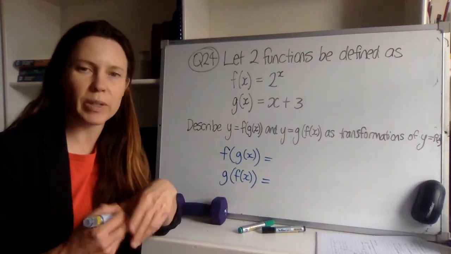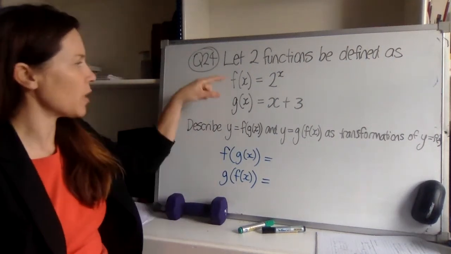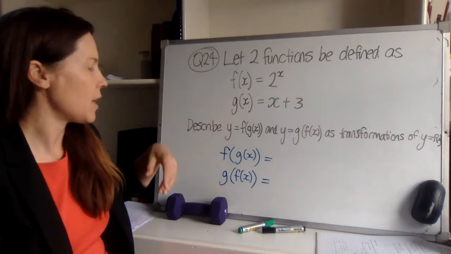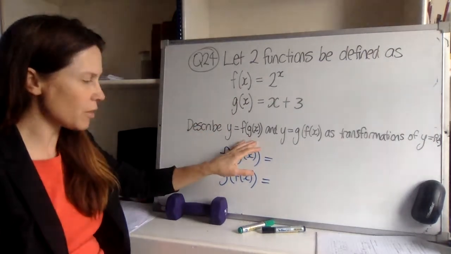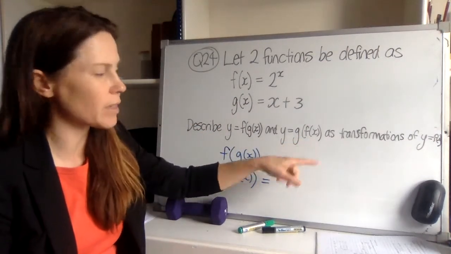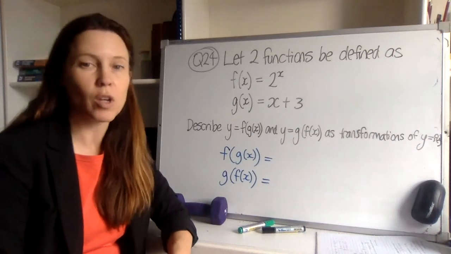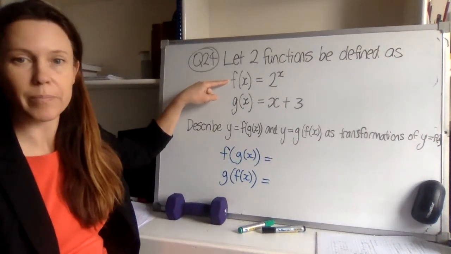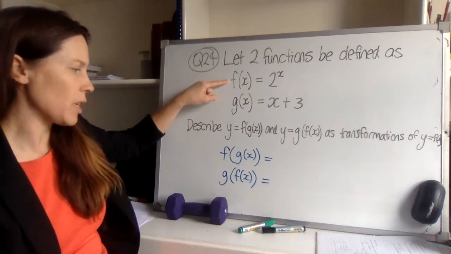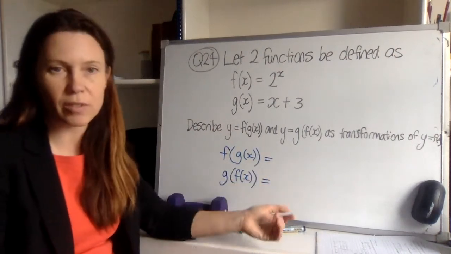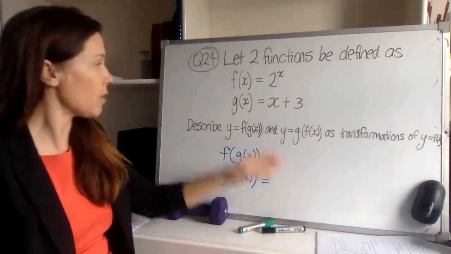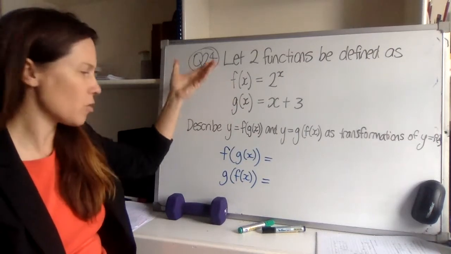In question 24, we're looking at composite functions. So we've got f of x and g of x, and we have to describe f of g of x and g of f of x as transformations of y equals f of x, which is this one. So the first step really, I think, is just to come up with an equation for each of these, and then you can compare it to this one and describe that as a transformation.